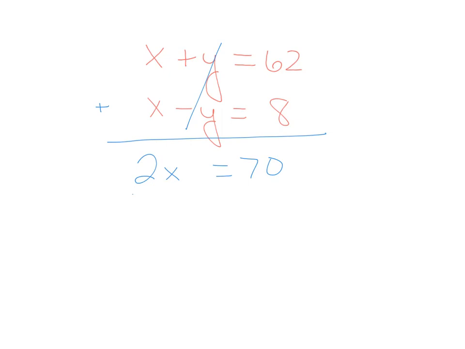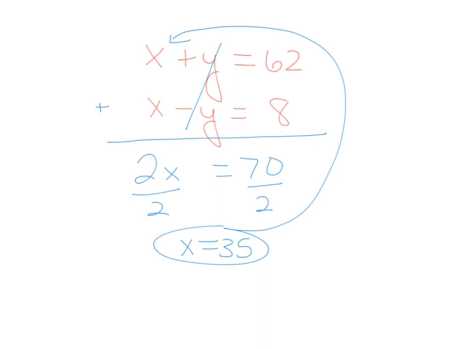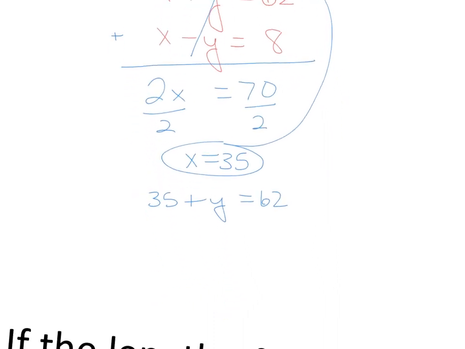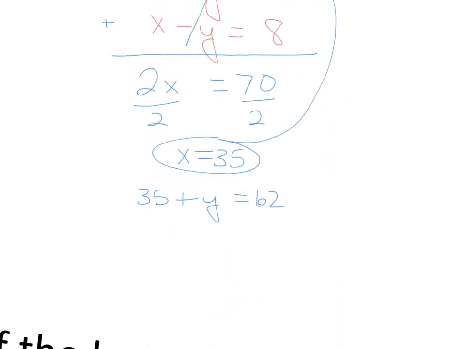Okay, so now we're going to solve our equation, divide by 2. So x equals 35. And then we're going to take it and plug it back in. Again, it doesn't matter which one you plug into. I'm just going to plug it into the top, but it wouldn't matter. So I'm going to get 35 plus y equals 62. Okay, so now I'm going to go ahead and subtract the 35 off. And when I do that, I'm going to end up with y equals 27.